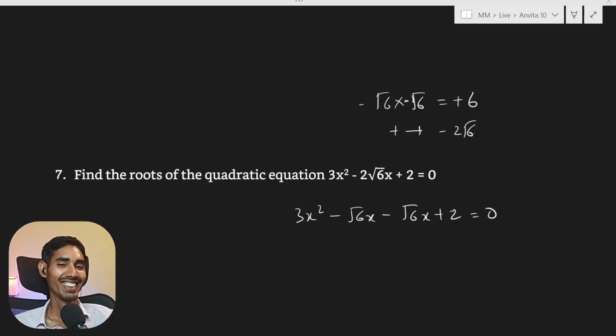Yes. Let's finish this question. What's the answer? Sir, 3 into 2 is 6. Can I do under root 3 into under root 2 is equal to under root 6? Yeah, right. Inside the square root, you will have 2 and 3.